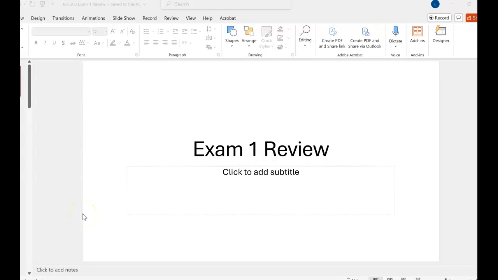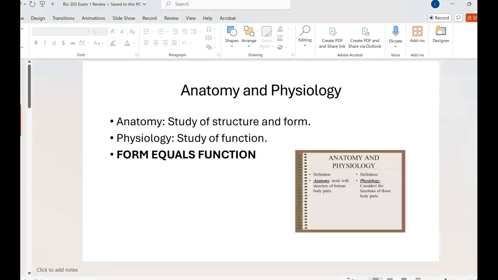This is a little review of our exam 1 material, a little bit of chapter 1 and then chapter 12 on the nervous system. So we first started off talking about the difference between anatomy and physiology. So remember, anatomy is the study of structure and form. I like to think of anatomy as what it is, where physiology is the study of function. I like to think about how things are working.